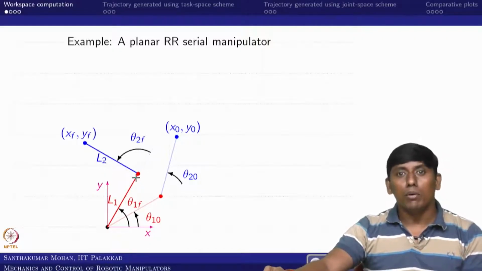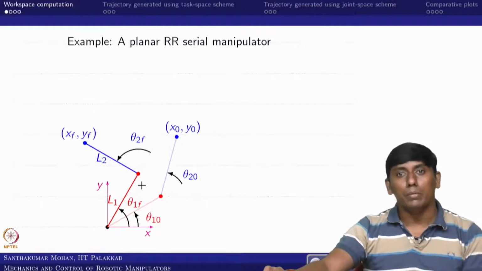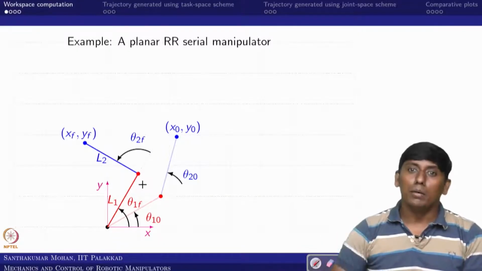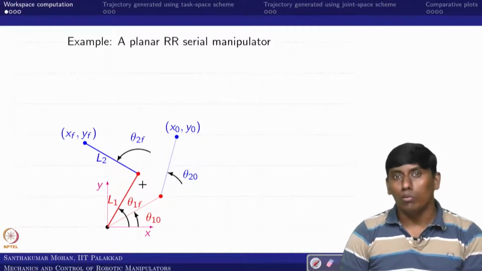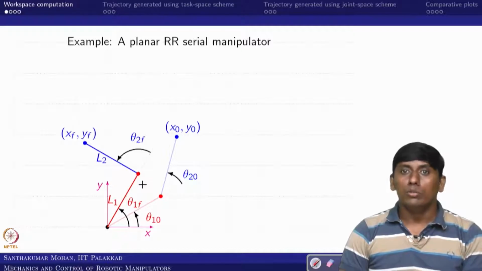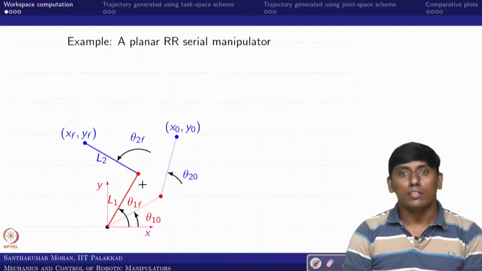For that, theta 1 minimum to maximum, you should know the joint limit. Similarly, theta 2 minimum and maximum, you should know the joint limits of theta 1 and theta 2. Once you know, we can plot based on the forward kinematics and generate the workspace, provided you know the forward kinematic solution. Since it is a 2-hour serial manipulator, the forward kinematic solution is straightforward.